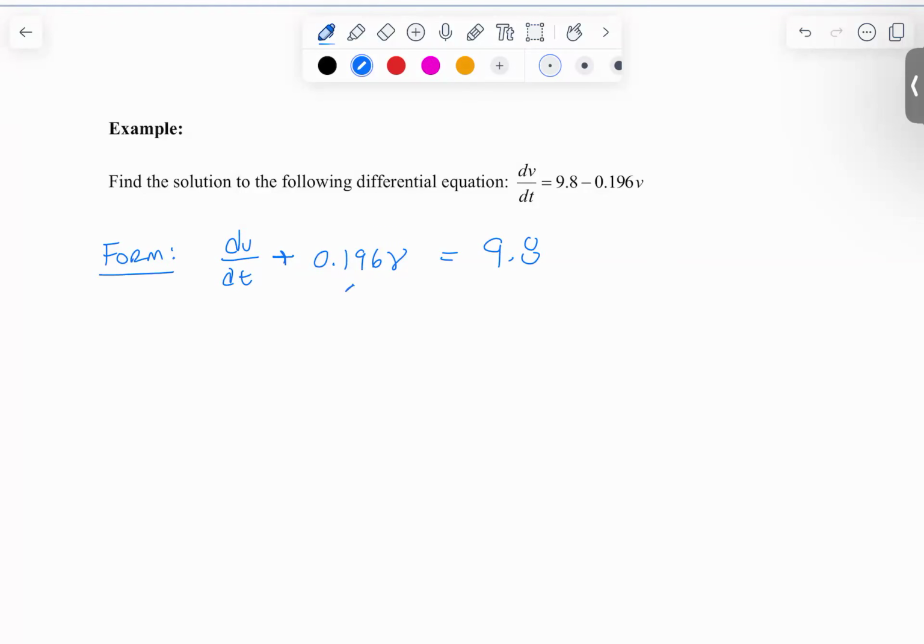P of t is this guy right here, so I can identify my integrating factor. And the integrating factor, all right, the good news is because these are linear differential equations, this actually turns out not to be too bad off. Also, remember that the integral is in the exponent. Just in the beginning, make sure you don't make that mistake.